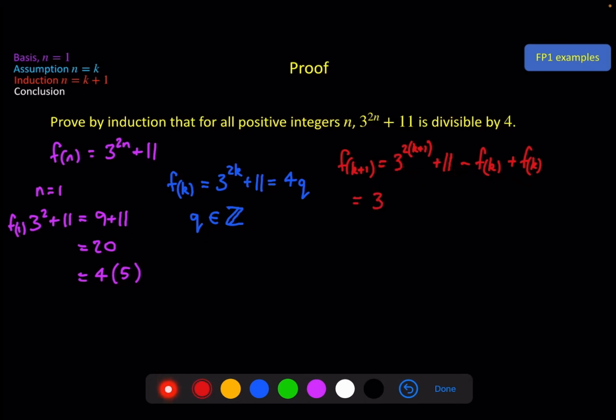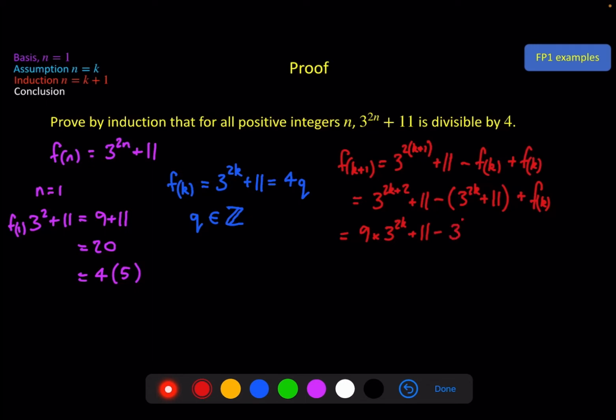So we've got here 3 to the 2k plus 2 plus 11 minus the function evaluated with k, so that's 3 to the 2k plus 11, and I'm just going to leave that as the function of k, because that part at the end will just say, assuming this is divisible by 4. So I'll leave that there, and these other things can interact. So index rules coming into play here, 3 to the 2k plus 2, I can separate that plus 2 there and make this 3 squared times 3 to the 2k. So that becomes 9 times 3 to the 2k plus 11.